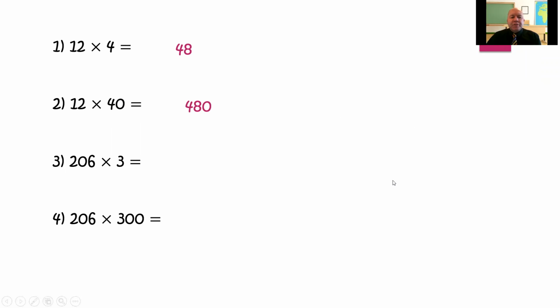What about this one? 206 multiplied by 3. We can work this through. We can do it as a stand-up sum. We could say to ourselves, 3 lots of 6 is 18. 3 lots of 200 is 600. So 618. And then you'll notice question 4 is very similar to question 3, apart from these 2 zeros here. We're now doing 206 multiplied by 300. 2 extra zeros in the question, 2 extra zeros in the answer.